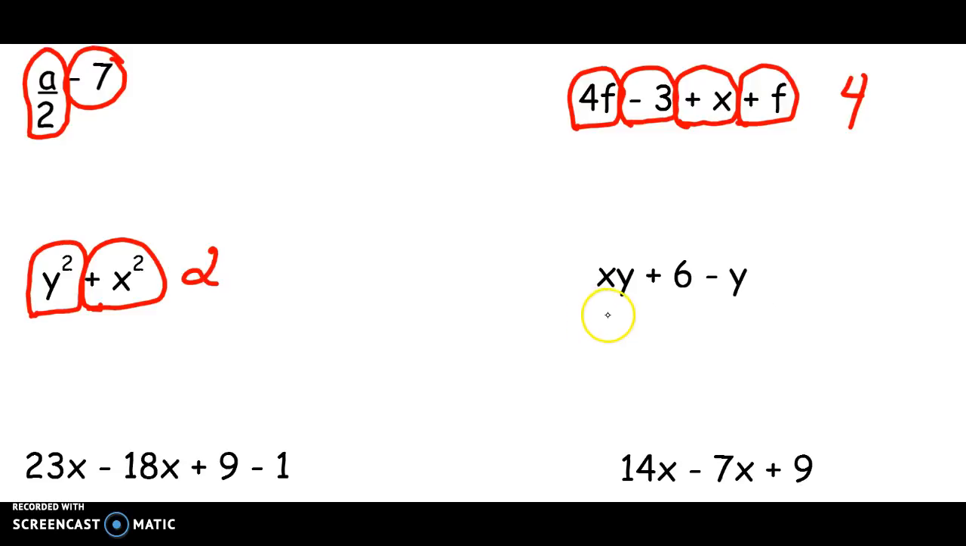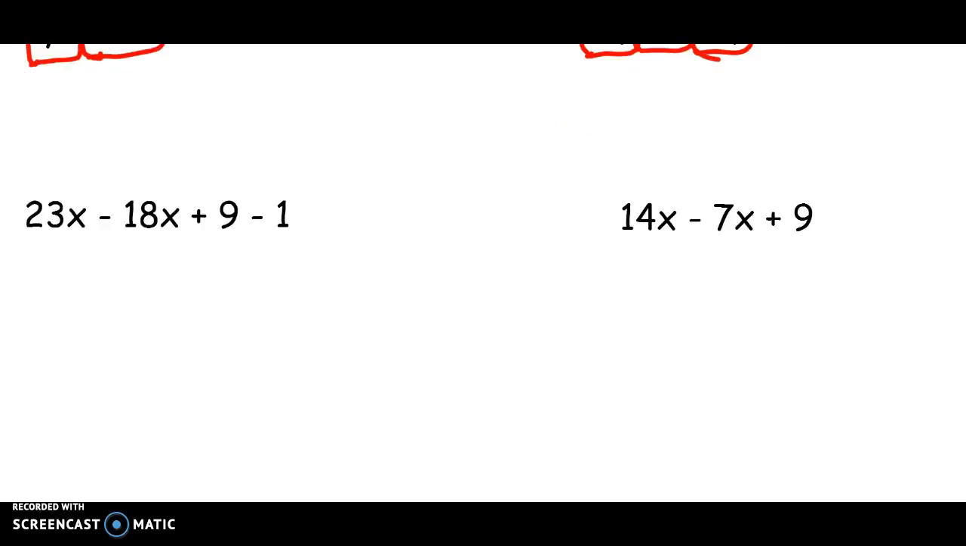xy plus 6 minus y. xy, there's my plus sign, I stop there. Plus 6, there's the minus sign, and then minus y. And then I have 23x, there's a minus sign, so I stop. Then I continue, minus 18x, there's a plus sign, so I stop. Plus 9, there's a minus sign, I stop. And then minus 1.